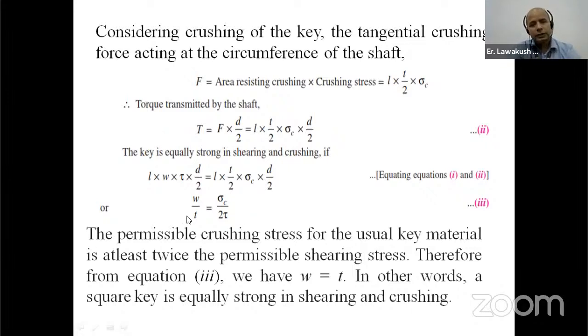After simplification, we will get w by t equal to sigma c by 2 into tau. This is equation number 3. The permissible crushing stress for the usual key material is at least twice the permissible shearing stress. Therefore, from equation number 3, we have w equal to t. In other words, a square key is equally strong in shearing and crushing. It means that when we put w equal to t, then we will get sigma c equal to 2 into tau.